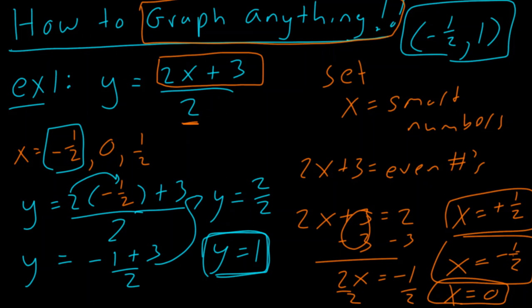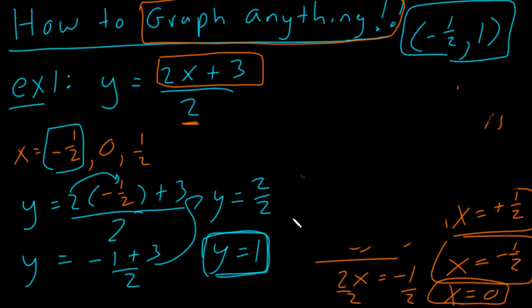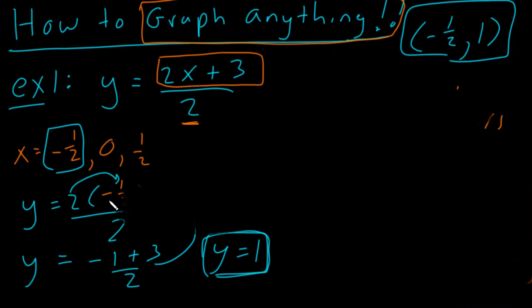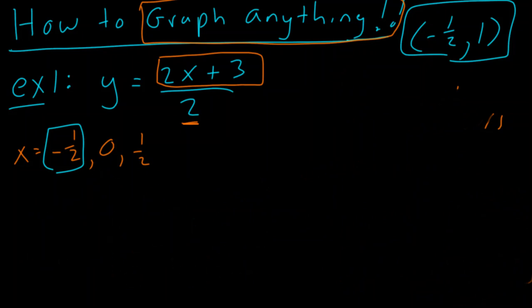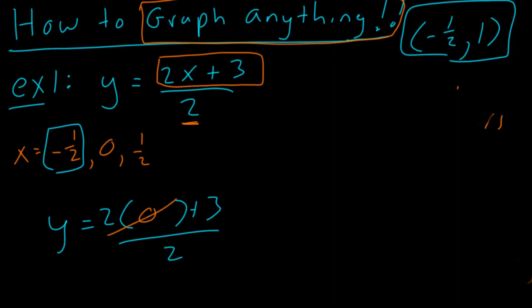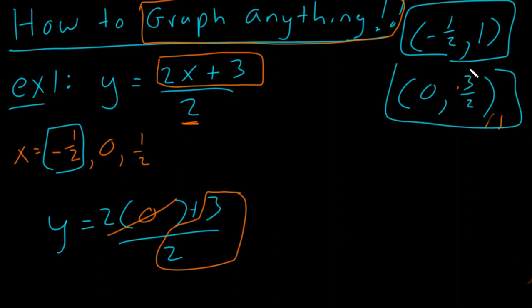Now we'll repeat this process several more times, using these x values that we determined were intelligent x values. Next, y is equal to 2x plus 3 all over 2, and here we're going to plug in this next x value of 0. Well, we know that 2 times 0 is 0, so this really just leaves us 3 divided by 2. That's why 0 is so useful, because when x is 0, our y value is 3 over 2. There's our next point.